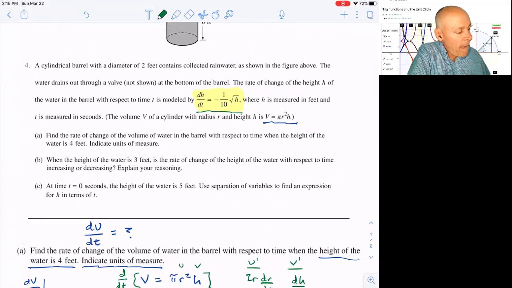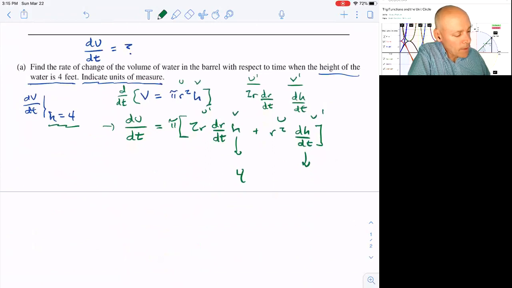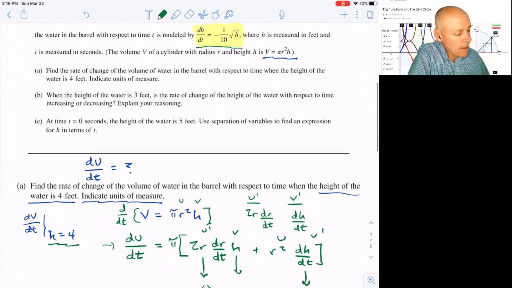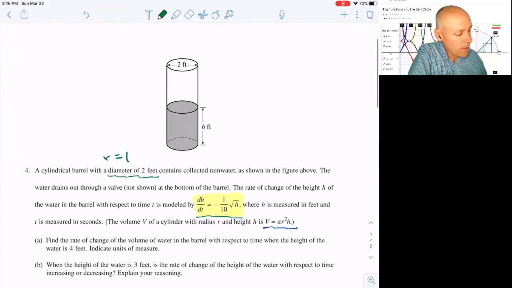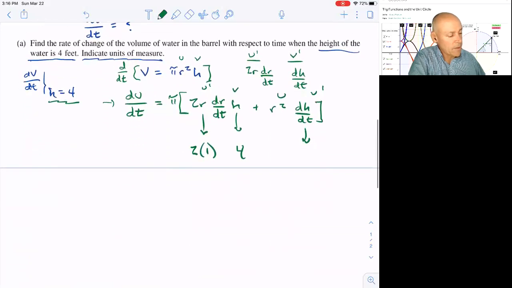My diameter is 2 feet, and so my radius r is equal to 1. So r is equal to 1, so 2 times 1. Now, dr/dt, it's important to note, in this example is equal to 0, because the only thing that's changing in this scenario is the height of the water. The radius, the cylinder itself, is not changing. So dr/dt is going to be equal to 0. That's actually going to simplify my calculation quite a bit.